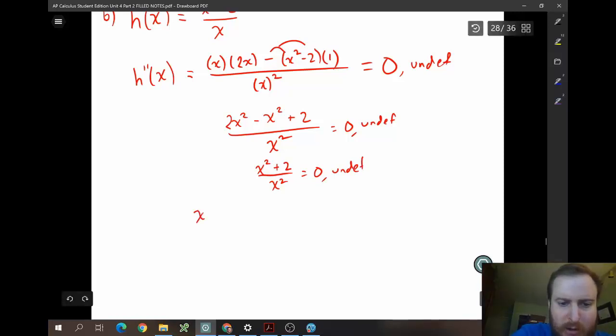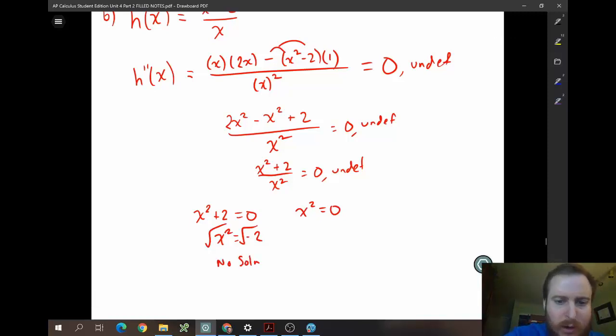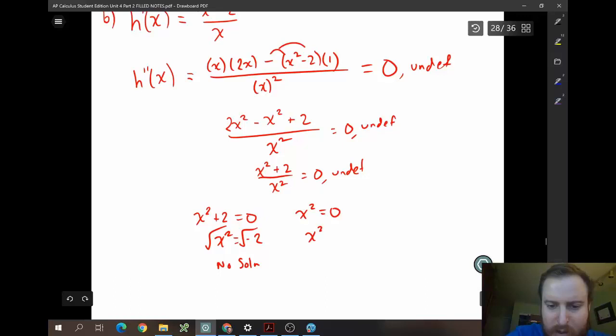So we set the numerator to 0, x squared plus 2 equals 0. We set the denominator equal to 0 for the undefined case. This gives x squared equals negative 2, and when we take the square root of a negative, we get no solution. So there are no possible inflection points where the numerator is 0. For the denominator being 0, we're going to get x equals 0 when we take the square root of it.